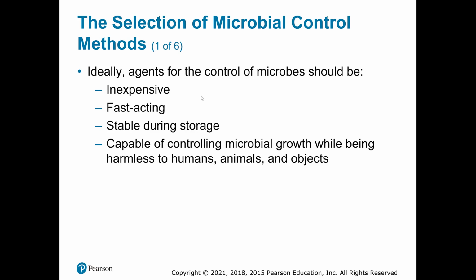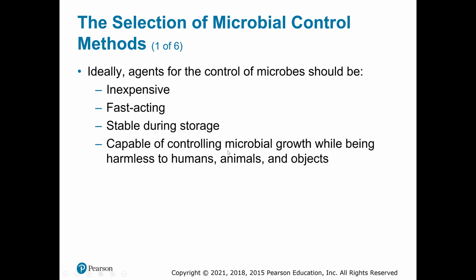If you are a company that is trying to design some type of antimicrobial agent, there are things to consider. Yes, you want it to be able to kill things, but there are other things you need to think about as well, especially if you're thinking about a household cleaner. You want it to be inexpensive. You don't want to have to pay a lot for your bleach or whatever you're going to use. You want it to be fast acting. You don't want to have to spray your kitchen counter and then wait an hour for it to work. Stable during storage. You don't want to have to store your bleach in the refrigerator.